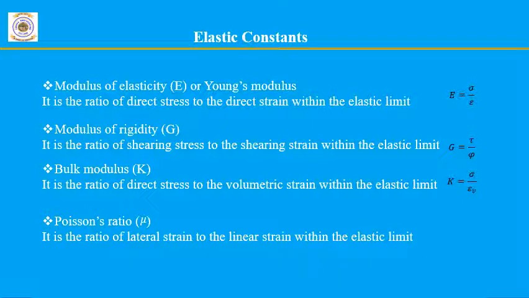Next, Poisson's ratio. Poisson's ratio is generally represented by mu, and it is the ratio of lateral strain to the linear strain. Lateral strain is the strain which occurs across the member, perpendicular to the application of load, and the linear strain is the strain which occurs along the member, parallel to the application of load.